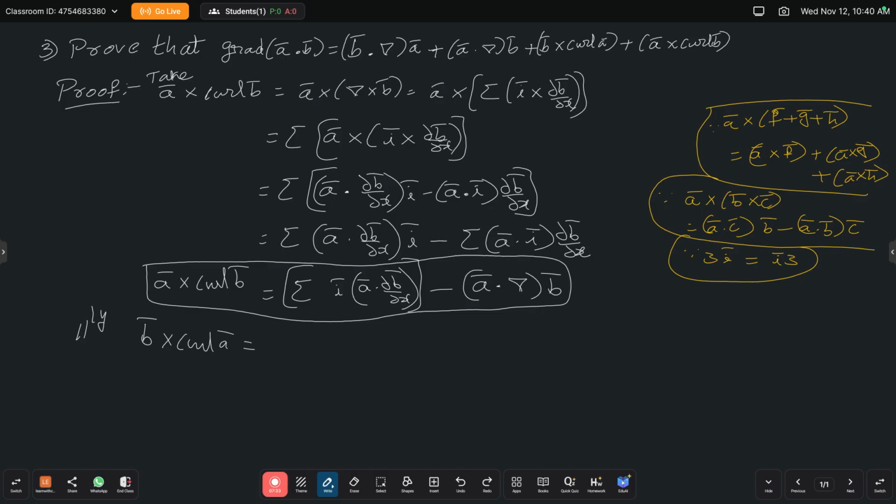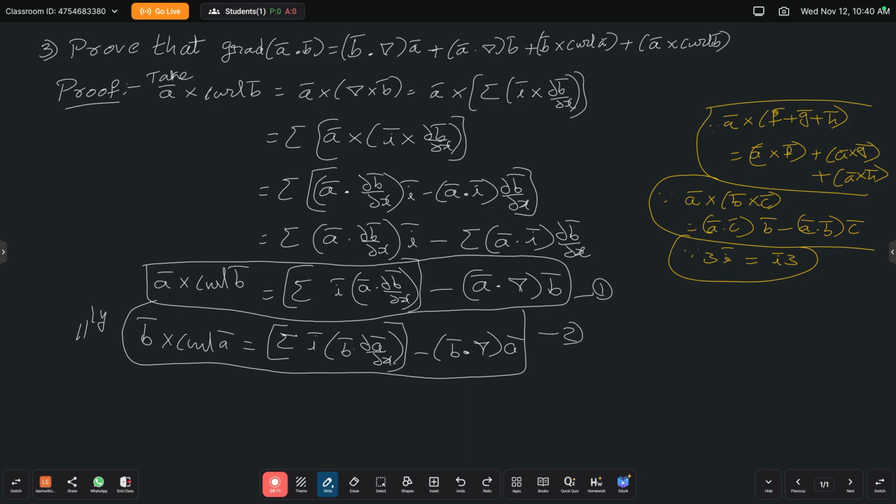That means in place of a bar, I'm going to take b bar, and in place of b bar, I'm going to take a bar. That means swapping a bar and b bar. So in the above equation, I'll replace a bar with b bar and b bar with a bar. That is a swapping. Then what is the first term going to become? If we do it in the same manner, we get summation i bar into b bar dot ∂a bar/∂x minus b bar dot del of a bar. So this is the first term, putting brackets. Taking these as equation numbers 1 and 2.